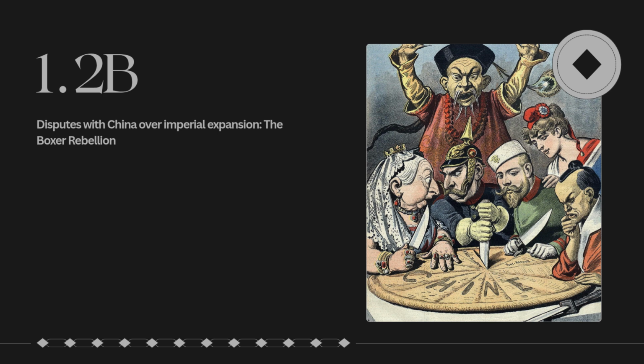At the same time, China was weakened and forced to accept foreign influence after losing wars. This led to unfair treaties, economic problems, and anger among Chinese citizens. So that is kind of why I was repeating what happened in 1.2a, just as a very quick refresher as to why the Chinese citizens were angered.